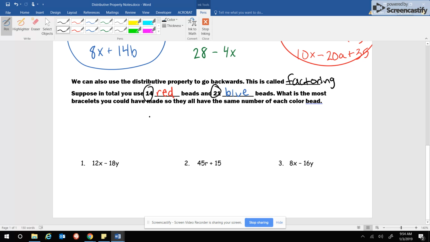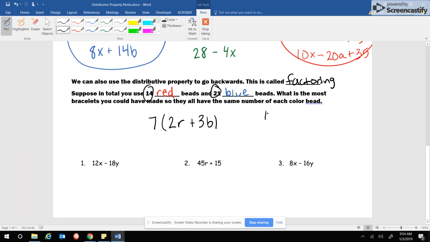So if I made 7 bracelets, I know 14 divided by 7 is 2. So I'd have 2 red bracelets. And if I had 21 blue beads to start with, I know 21 divided by 7 is 3. So I could make 7 bracelets. Each bracelet would have 2 red and 3 blue.